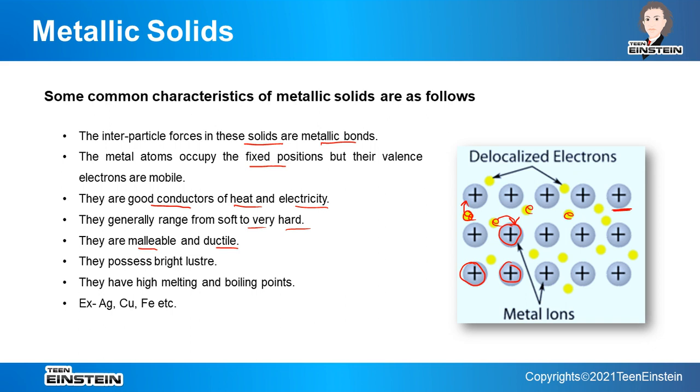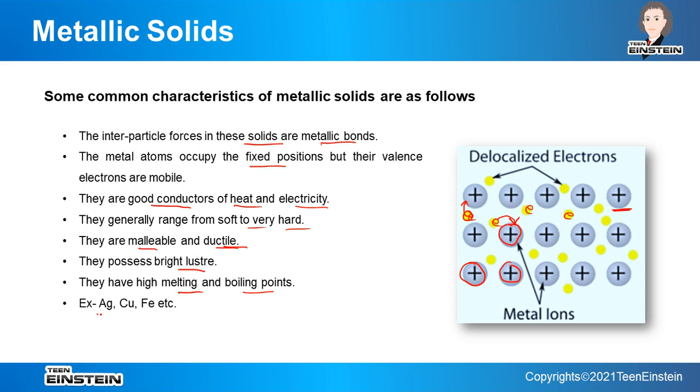So what is malleability? Malleability means metals can be made into thin sheets. And ductility is another property, by which we can make thin wires from metals. These are the 2 properties present in metals, and that is why there is so much application of metal. They possess bright luster, for which they are also used as ornaments. They have high melting point and boiling point. The metallic bonding is strong, so that is why there is high MP and BP.